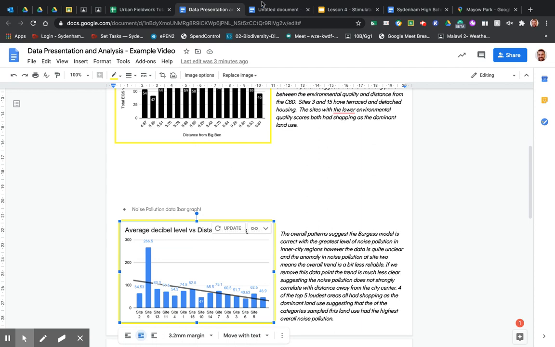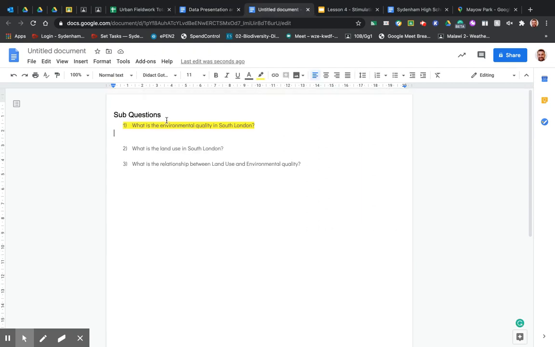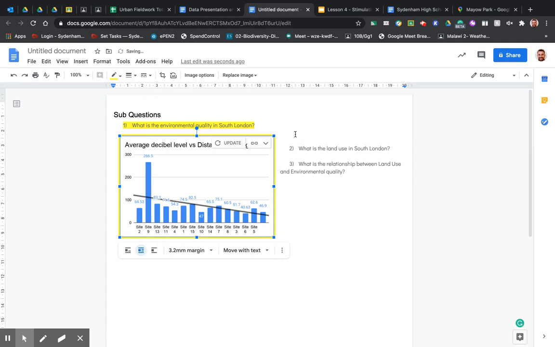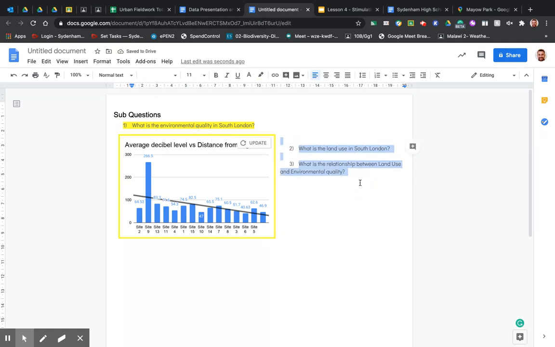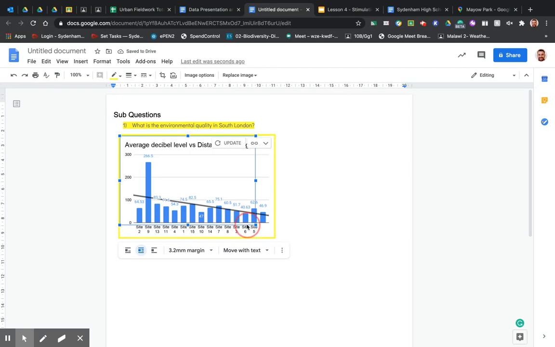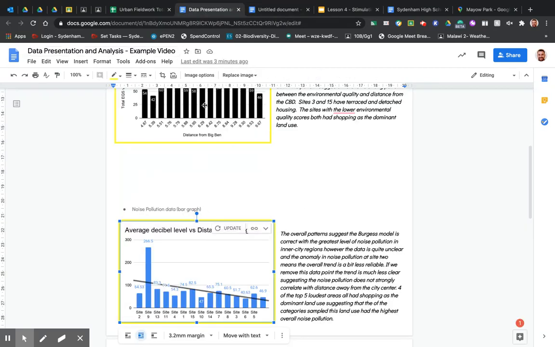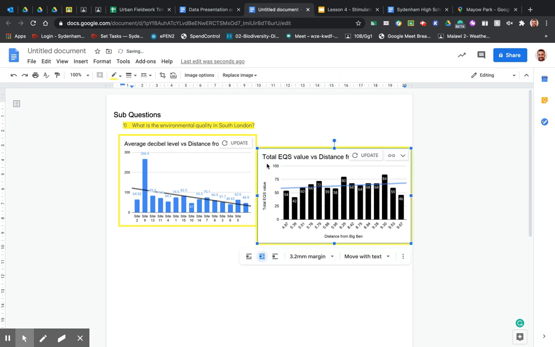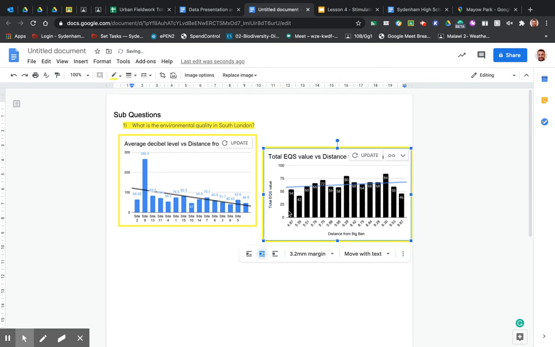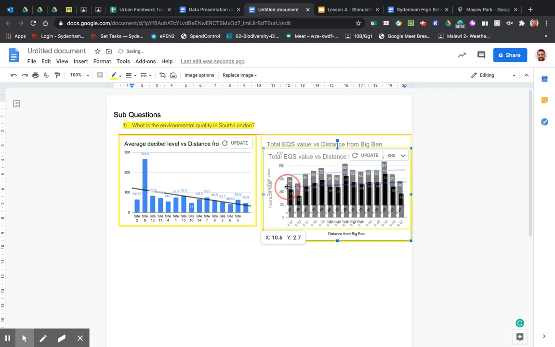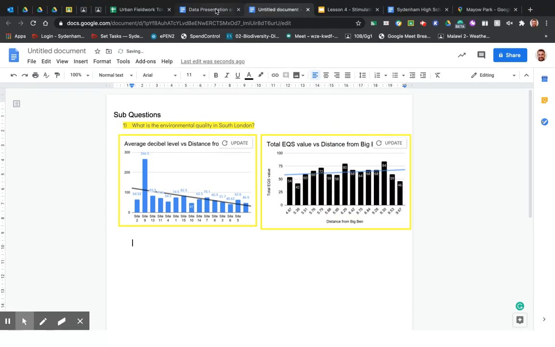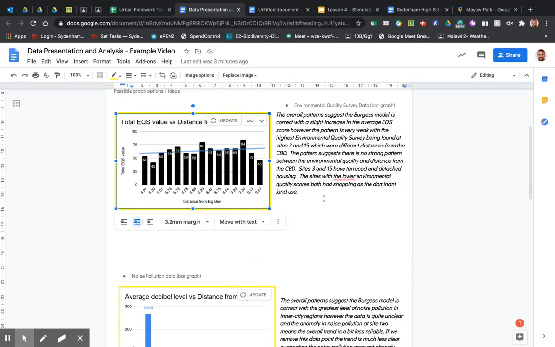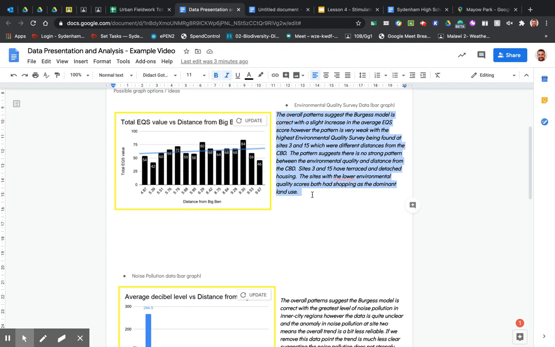So what I want to do is find all the graphs that relate to that question. I'm just going to get rid of this bit for now. There's one of them. And there's the other. And now I want to use them to answer that question. So I've had a go at summing up those two on this sheet already.